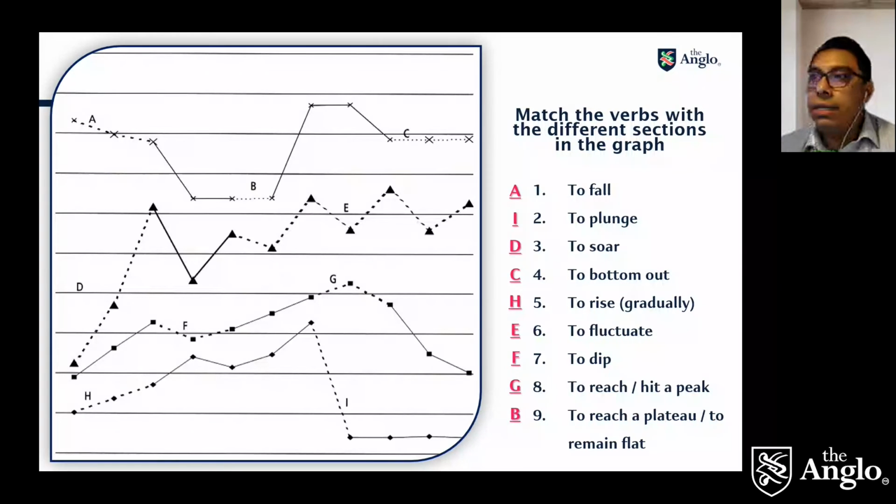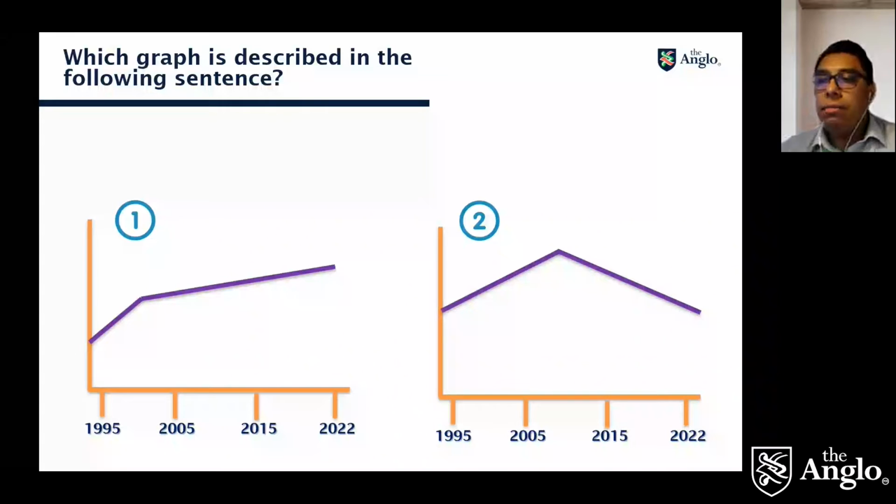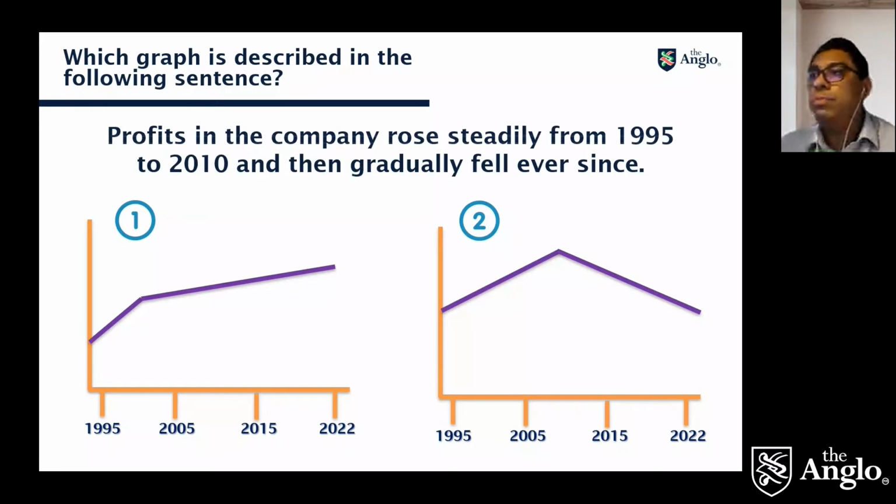And now let's practice a little bit, okay? So here I have two very simple graphs that I created. I'm going to give you a sentence and I want you to tell me which one or two that sentence is describing, okay? So this is the sentence. It says profits in the company rose steadily from 1995 to 2010 and then gradually fell ever since. So is this one referring to number one or to number two?